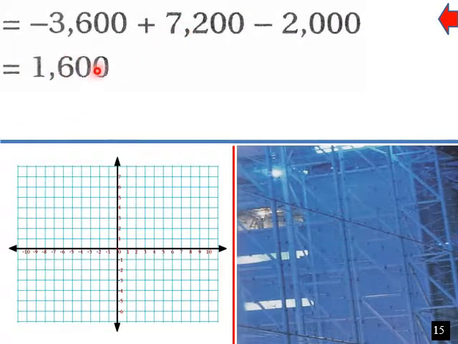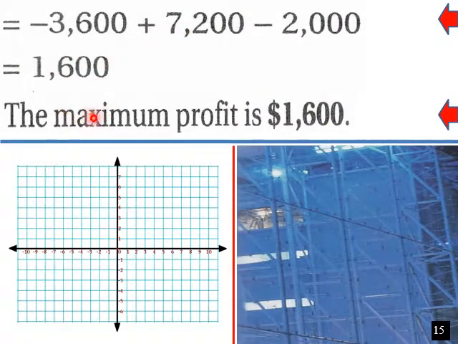So that would equal 1,600. So to maximize the profit for that day, it would be $1,600. It would be his max profit for that day. That would be your y-coordinate for 60 coats.